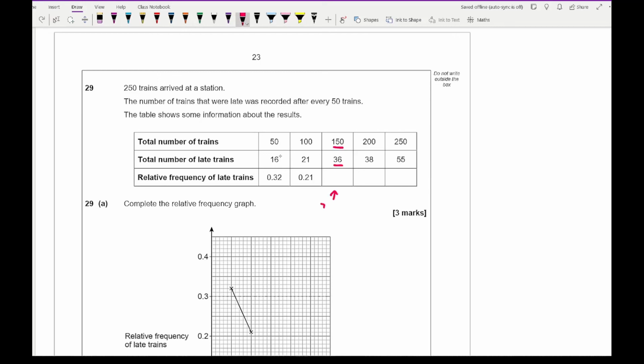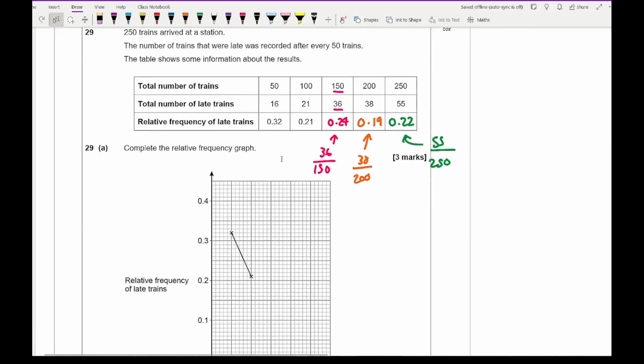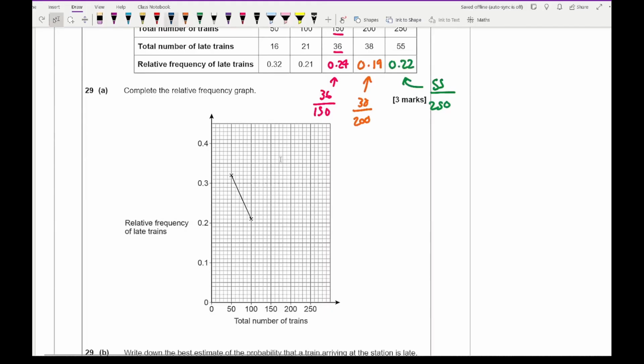So this box here is going to be 36 divided by 150, which is 0.24. This next one is going to be 38 divided by 200, and that gives us an answer of 0.19. And then the third one is going to be 55 divided by 250, which gives us 0.22. And on the graph, I just need to plot those coordinates.